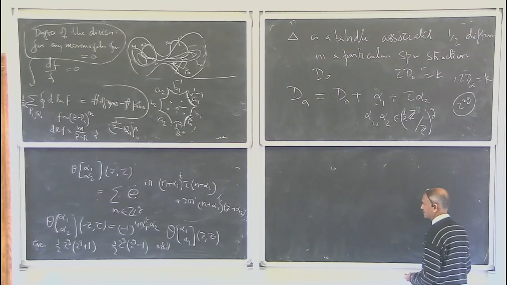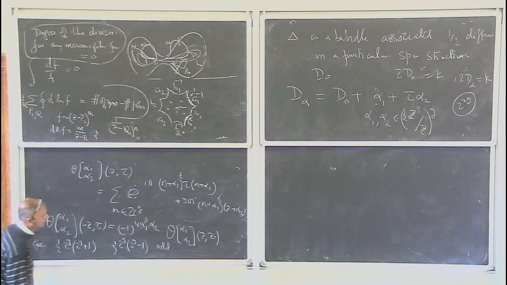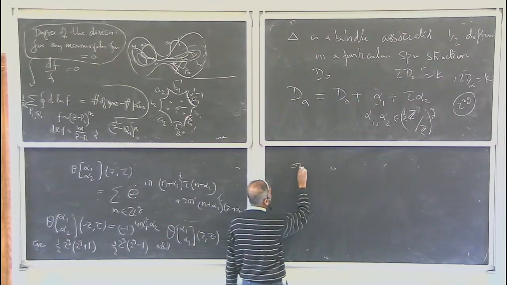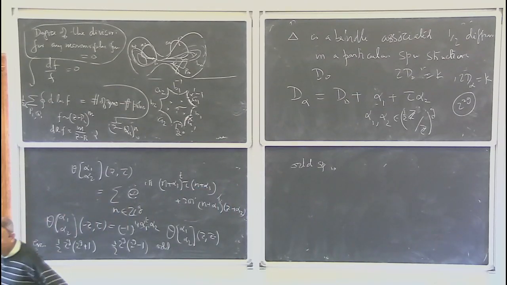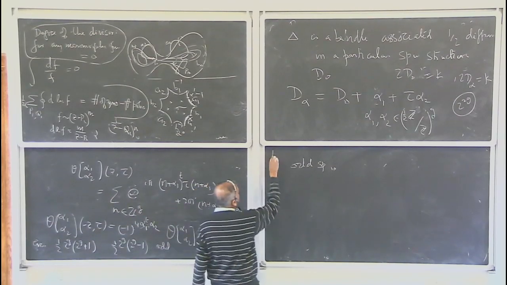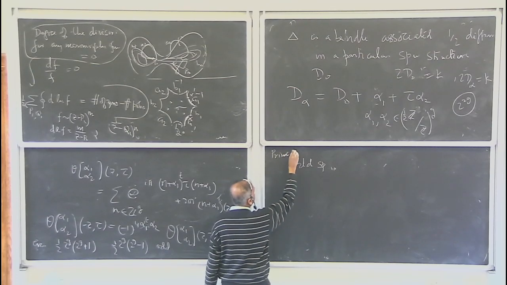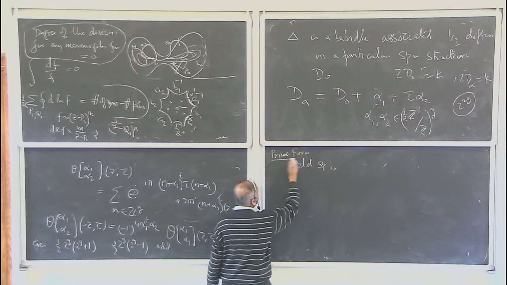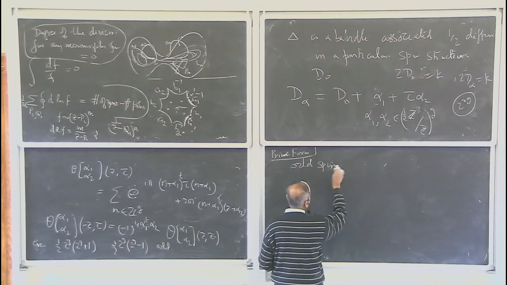Okay, the prime form is constructed something like this. So let's start from this object, and let's look at an odd spin structure. Choose one. Yes, prime form is a name. I will define that in just a few minutes. Okay. So let's start with the odd spin structure. Take any odd spin structure. It doesn't matter which one.